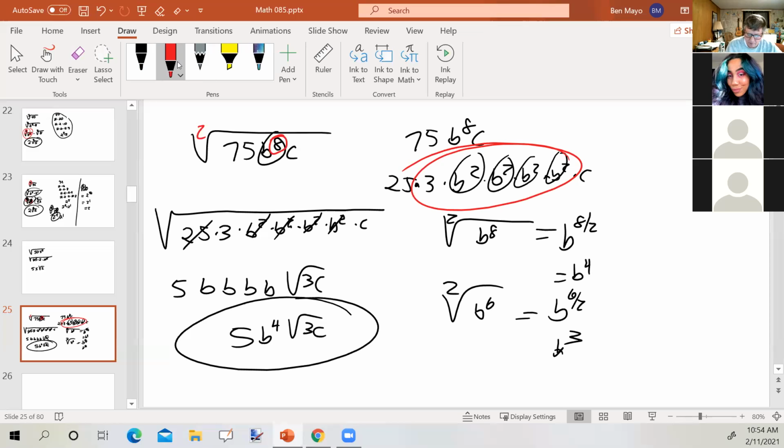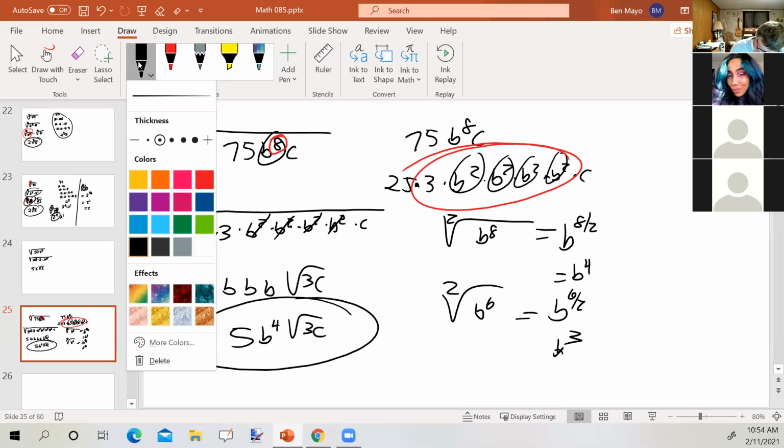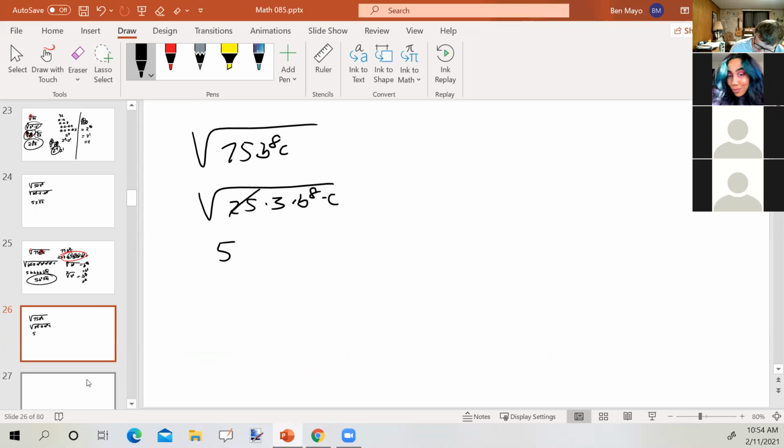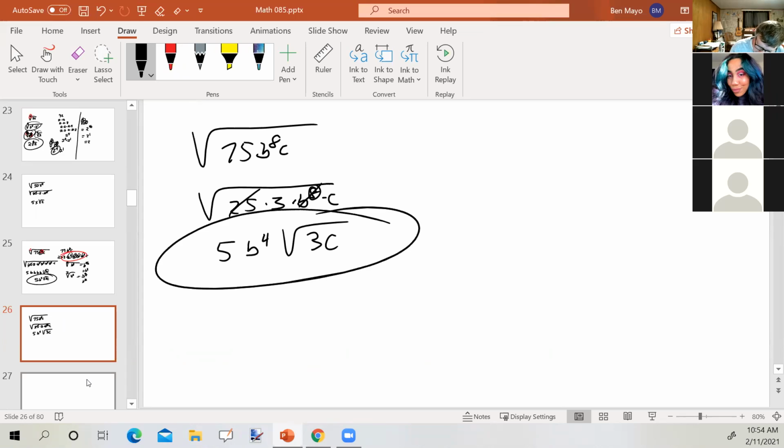So in other words, the quicker way of doing this would be to think of this as 25 times 3 times b to the 8th times c. Square root of 25 is 5. Square root of b to the 8th is b to the 8 divided by 2, which is 4. And I've got 3c left inside. Does that make sense?